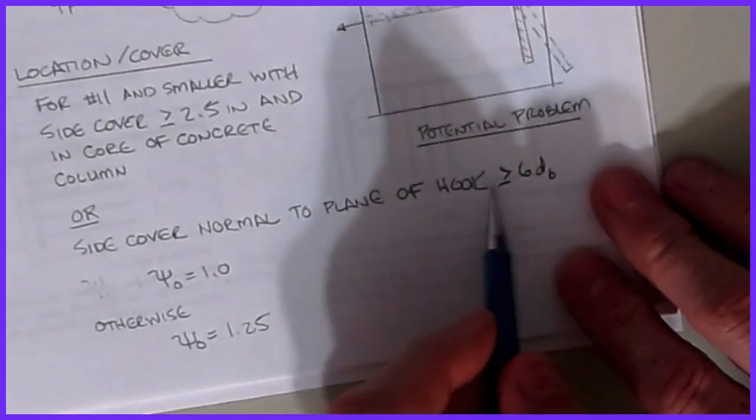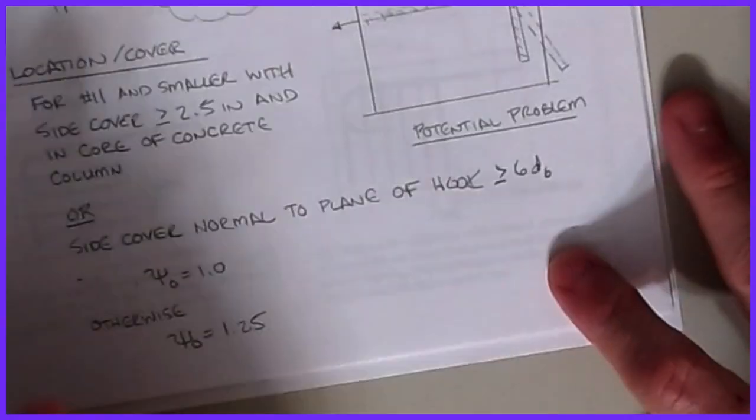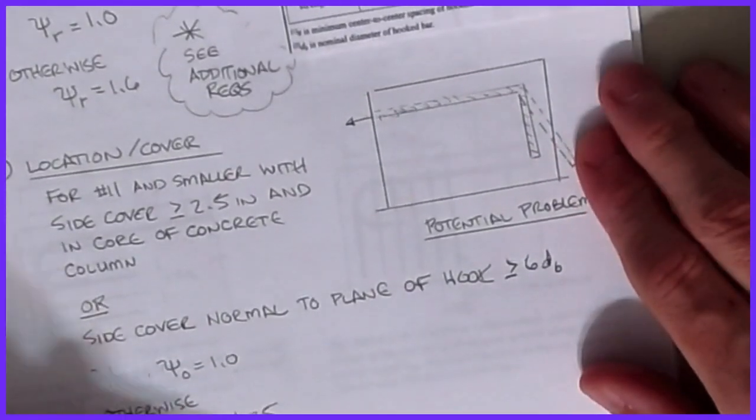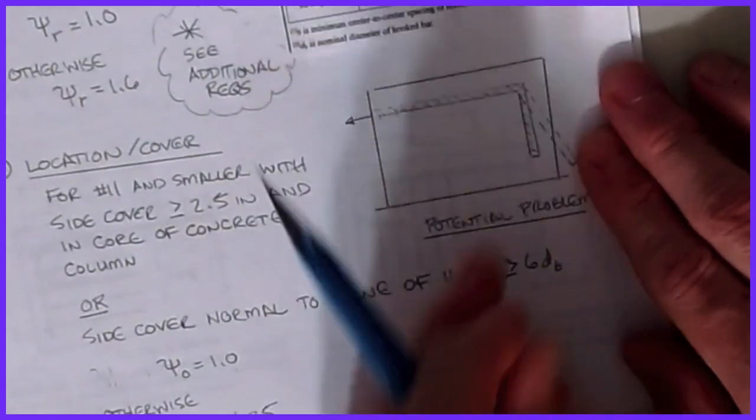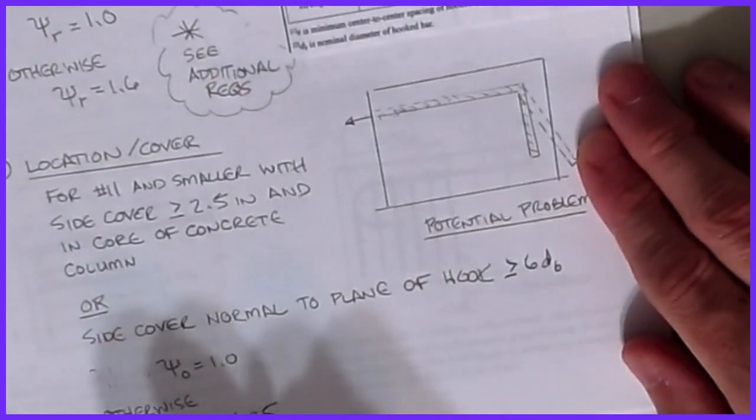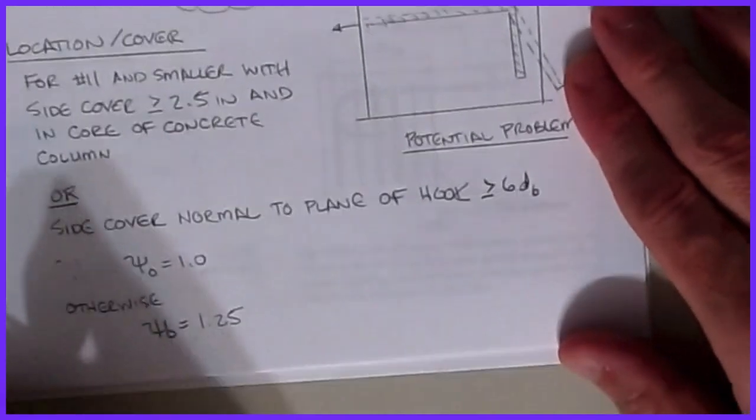Otherwise, if you have a very thin problem, as we were talking about, this is that bar trying to pull out the back end of this thing. If that distance is less than about 6 bar diameters, then you're going to get penalized 25% with the psi O that's happening down here. Okay, all right.